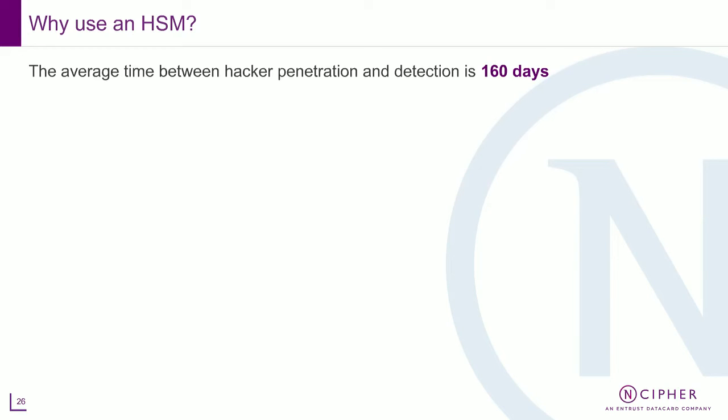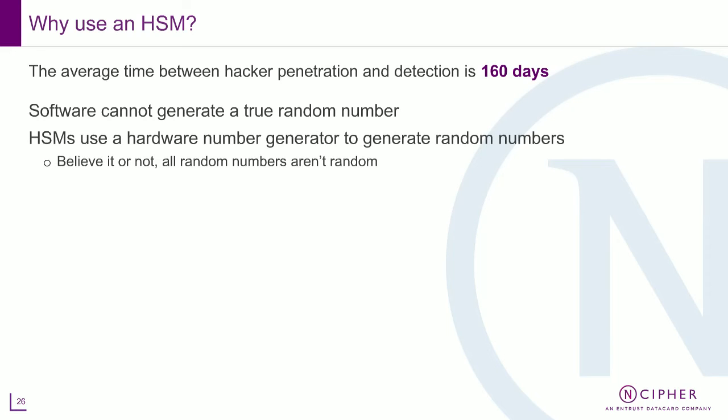That's still 5 months. And then the other thing is a software system cannot generate a true random number. This might be hard to believe, but a software can't generate a true random number. Hardware HSMs have a hardware random number generator, and these things test for randomness.